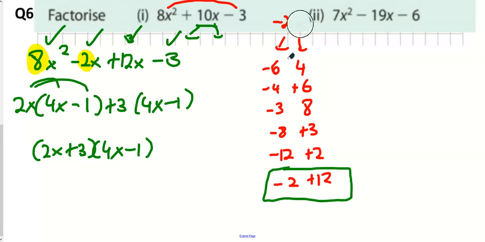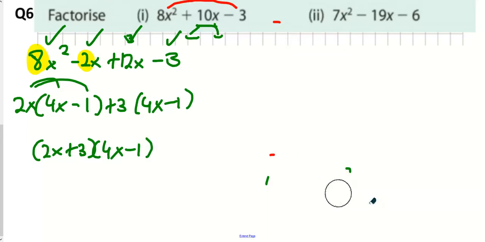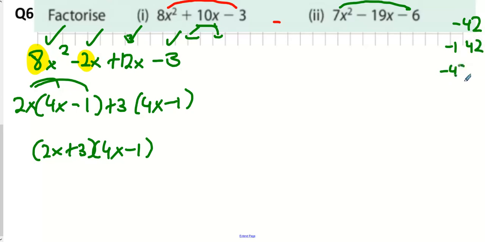Happy days. Now, you can multiply back out your answer to check it if you want. The next one is 7 times 6, which is minus 42. We need two numbers that multiply to give you minus 42 but add to give you minus 19. Let's find out. We have minus 1 and 42. We have minus 42 and 1. We have 2 and minus 21, or minus 2 and plus 21.